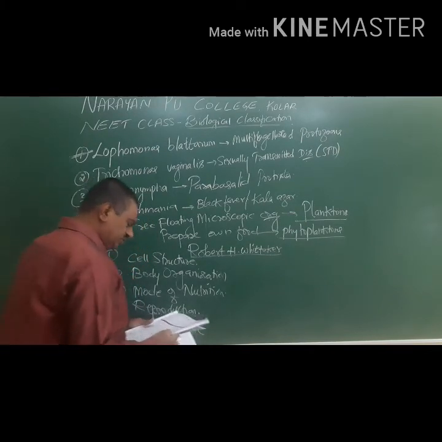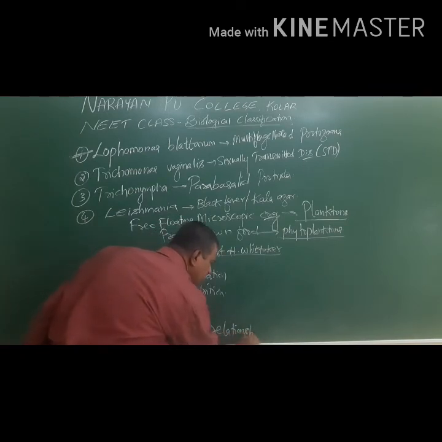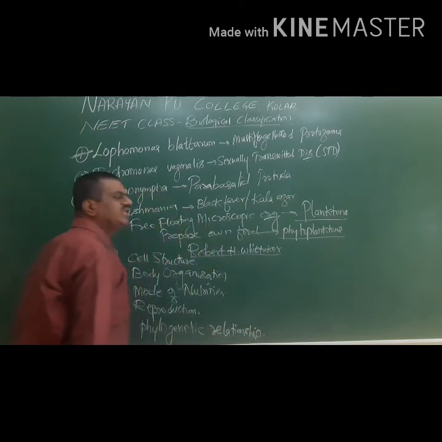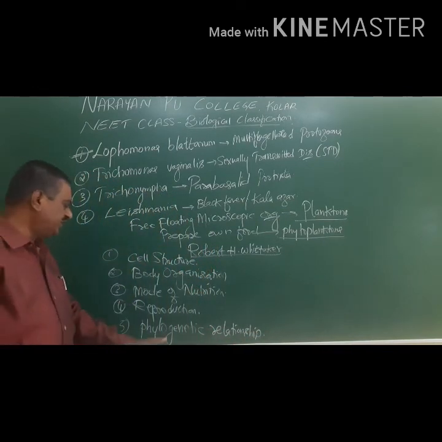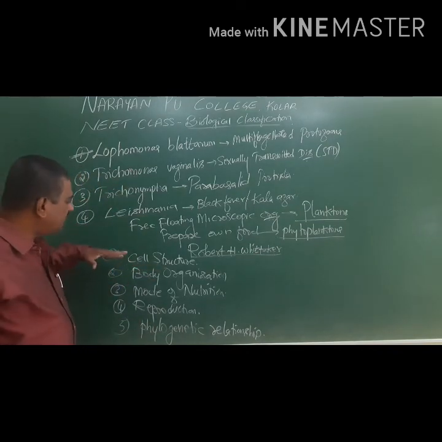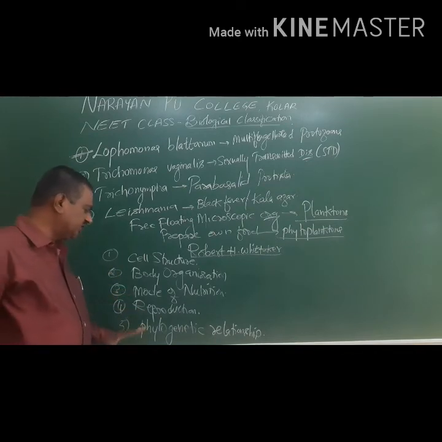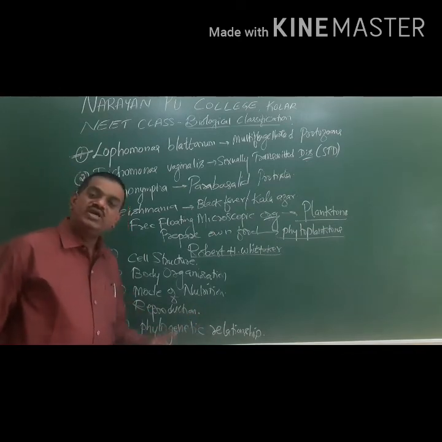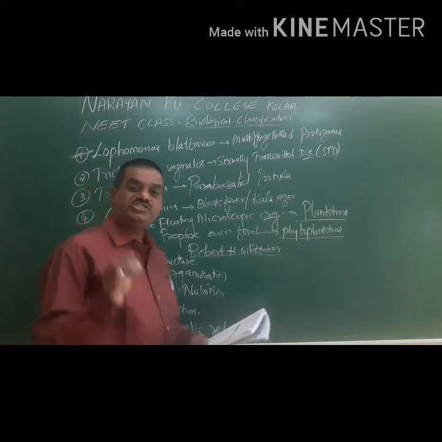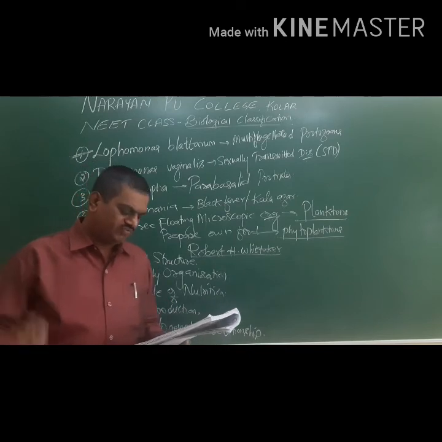Phylogenetic relationship. So here the phylogenetic relationship is nothing but the genetic material, chromosome number. So Whittaker classified based on five criteria like cell structure, body organization, mode of nutrition, reproduction, and phylogenetic relationship. Here the answer is the first option, 5. 5 is the right option.